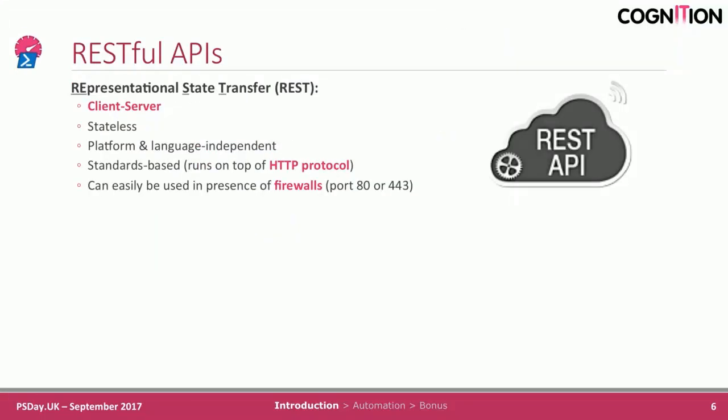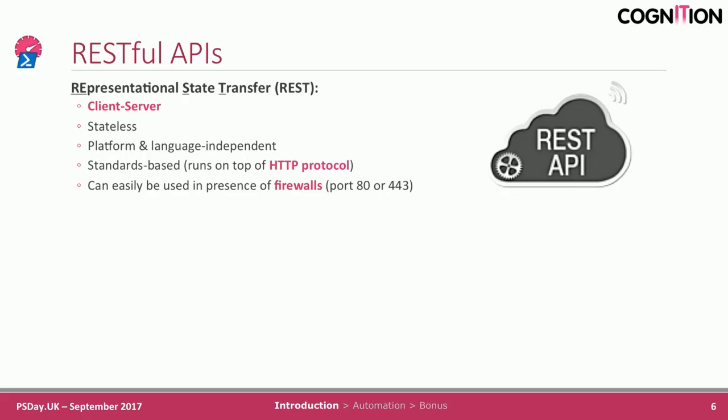REST APIs are based on a client-server architecture. And this ensures that basically we can have a stateless and platform-independent protocol to communicate between the client and the server. And what I especially like about it is that it's really based on standards, as it's using the HTTP protocol. And I'll explain some of that later on.